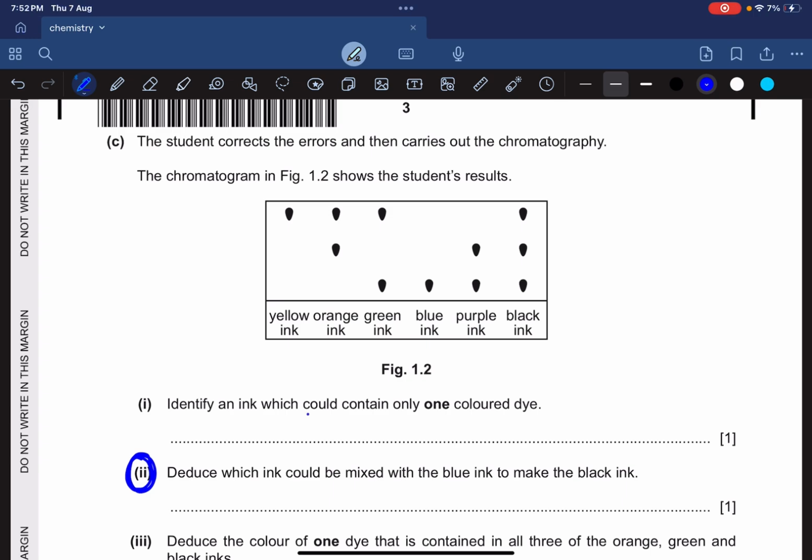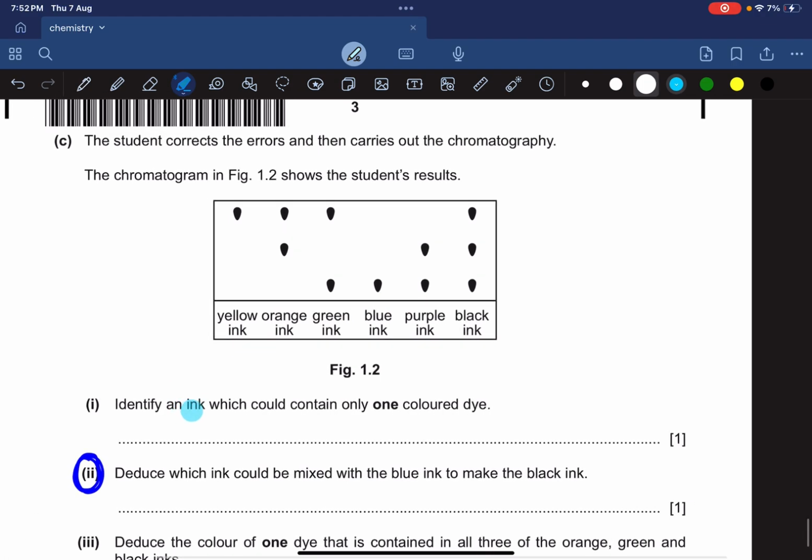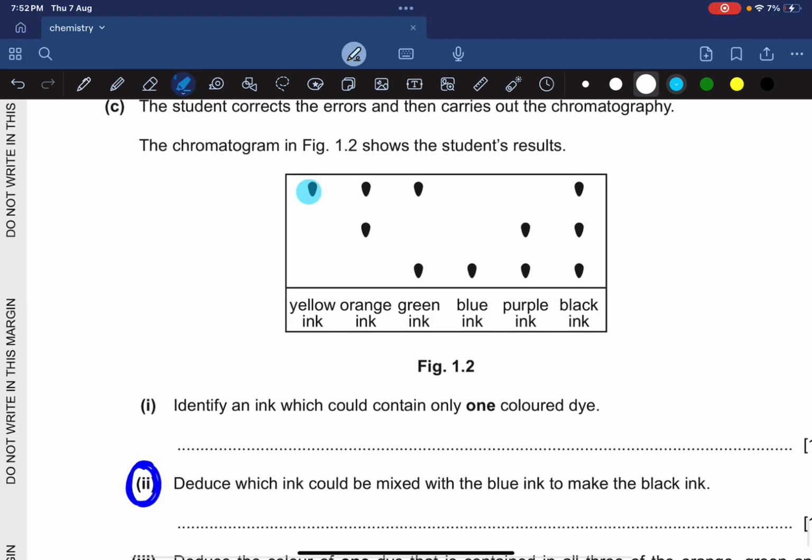Identify an ink which could contain only one colored dye. Okay, these are the dyes which we can see. These are all the dyes which we can see. So we have to identify an ink which only contains one colored dye. I guess it's obvious that it's going to be yellow ink because it only contains one spot.